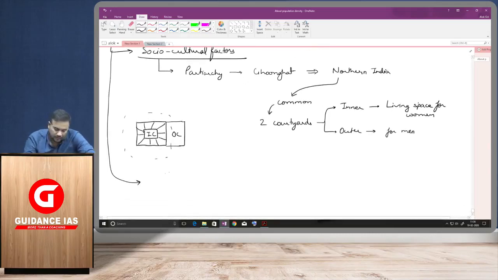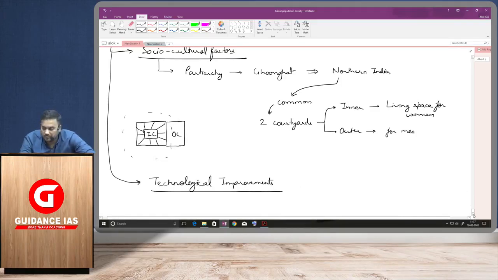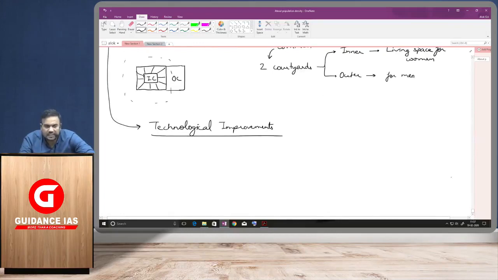Then other like technological improvements. Technological improvements. So today it is changing as a result of technological change. Number of things are changing. For example, today in the past, what was happening? In the past, courtyard used to be the main living space.